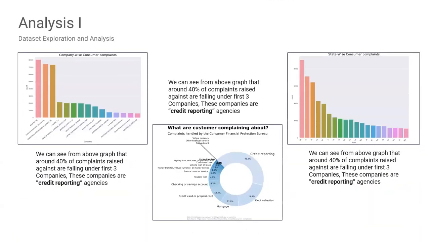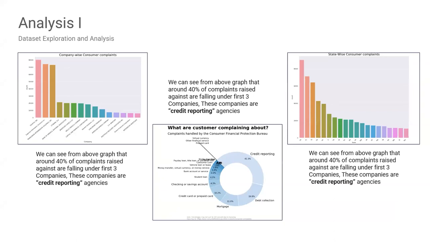Okay. So before diving into the data or results, it is very important for us to analyze the data. This is called exploratory data analysis. If you look at the number of complaints, company-wise, we have a company column and you can see that most are related to credit reporting agencies. So 40% of the data is credit reporting agencies.